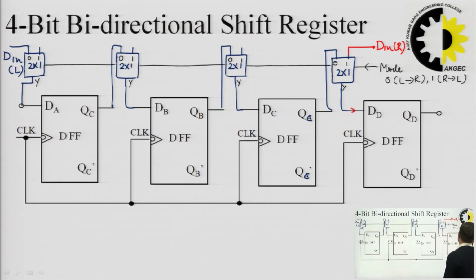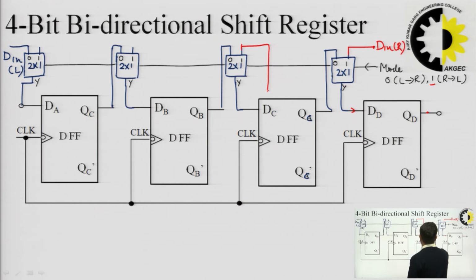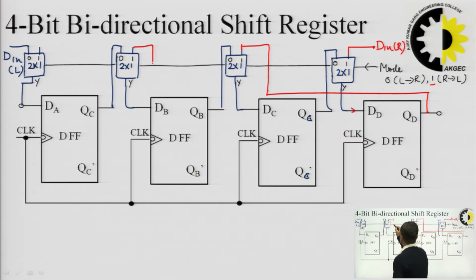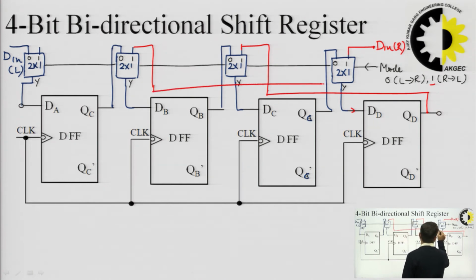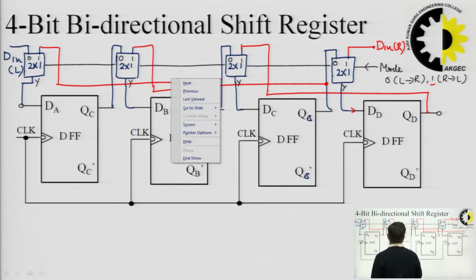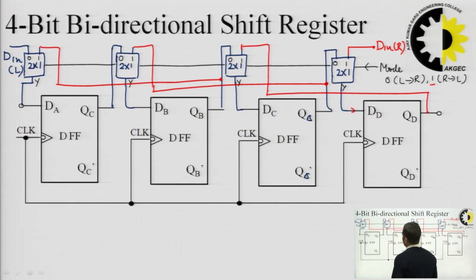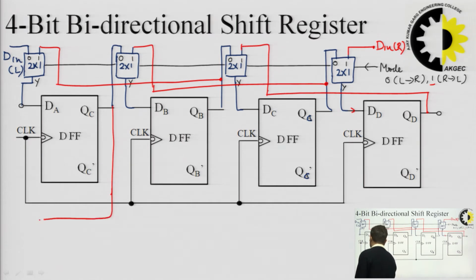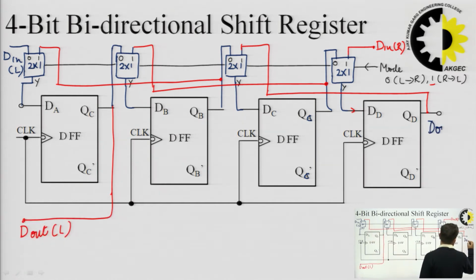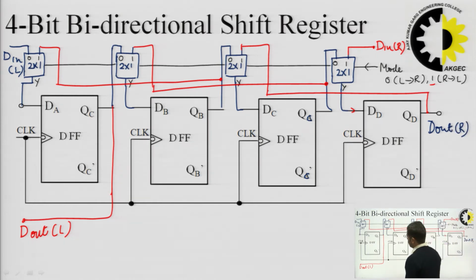With this I have to choose mode is equal to 1, and after doing this, the output of this QD will be connected to the input of the left one. That means this will be the connection. Similarly, this QC output will be connected to the DB input. Similarly here, and the output of this QC will be my final D out, and this D out is from the left side. So similarly we can mark the D out for right side as well.